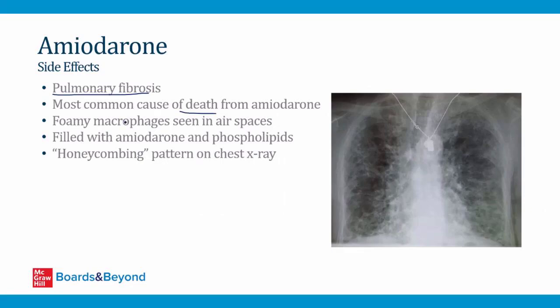This happens because macrophages take up lipids with amiodarone bound to the lipids. These macrophages are called foamy macrophages. They're filled with amiodarone and phospholipids, and they accumulate in the air spaces. And the classic finding on chest x-ray is a honeycombing pattern like what's shown here. And I talk more about pulmonary fibrosis in videos in the pulmonary section.